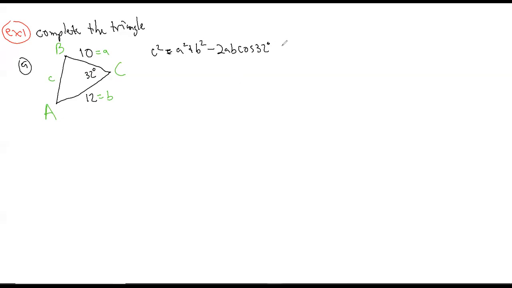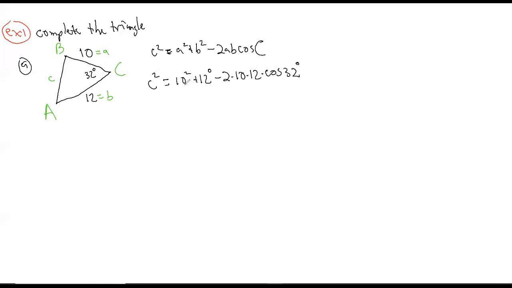Why did I write 32 degrees there? We're supposed to be just using the formula. So cosine of angle C. Pardon me for that. Then we'll go and plug the numbers in. So we get C squared equals little a squared plus little b squared, that's the 10 squared plus the 12 squared, minus 2 times the 10 times the 12 times the cosine of the angle between them. And that's where I'm going to write the 32 degrees.